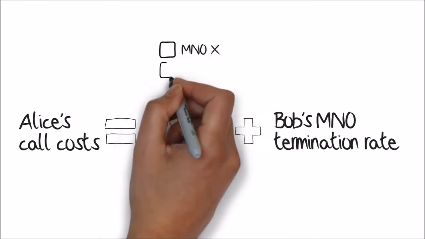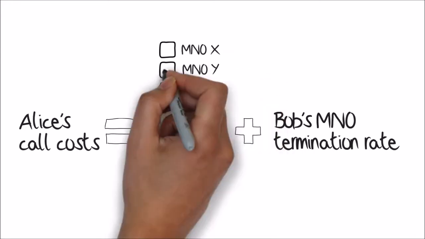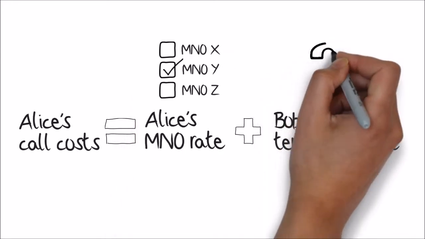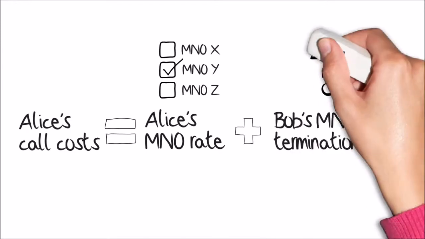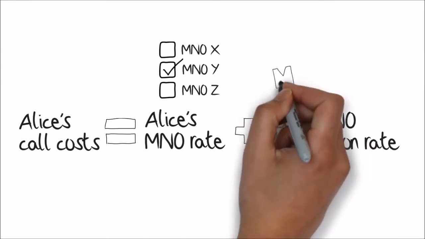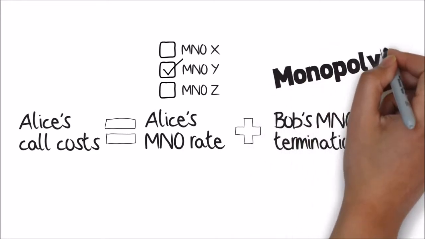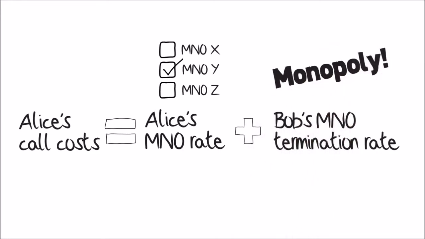But Alice only has the choice of her own MNO. Alice has no influence on these termination rates, which are predetermined by Bob's MNO. This determines a monopoly of MNOs. Let's come back to Bob.